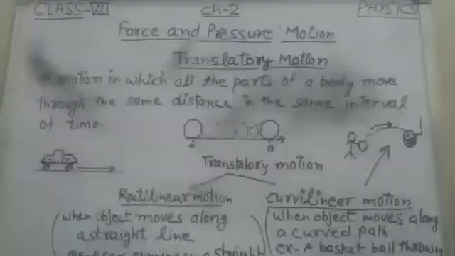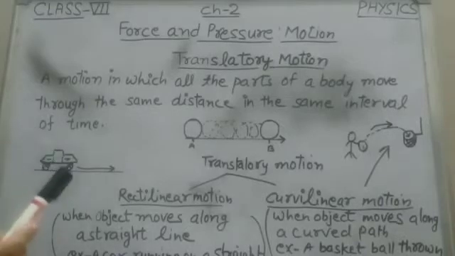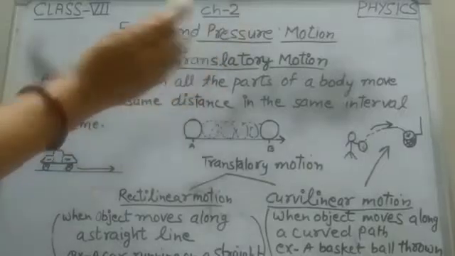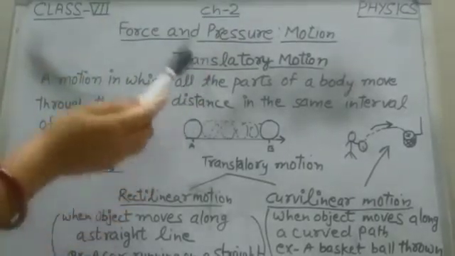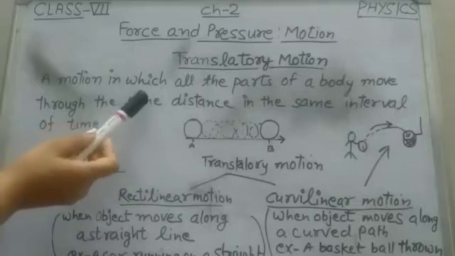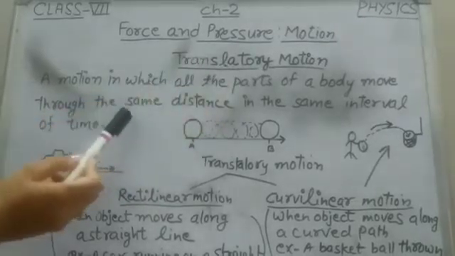So let's start our remaining chapter. So, children, we are doing our chapter 2, force and pressure, motion. We were doing types of motions, and the first one is translatory motion.